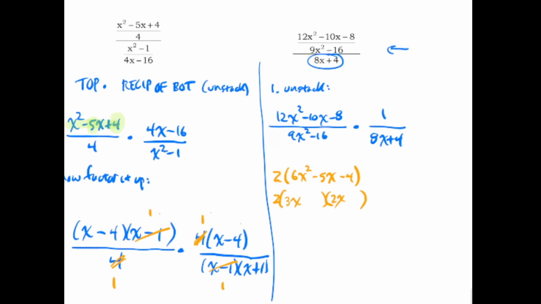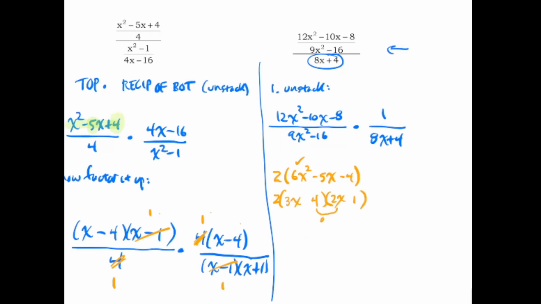Now I have to break up the 4 somehow. So that's either 1 times 4 or 2 times 2. So you get a couple things to play with here. I'm going to guess something like this and see if it works. Because that gives me a, well, that's a 6x squared, right? So that'll give me that term. So that part's fine. Now it's the outers and inners that really matter.